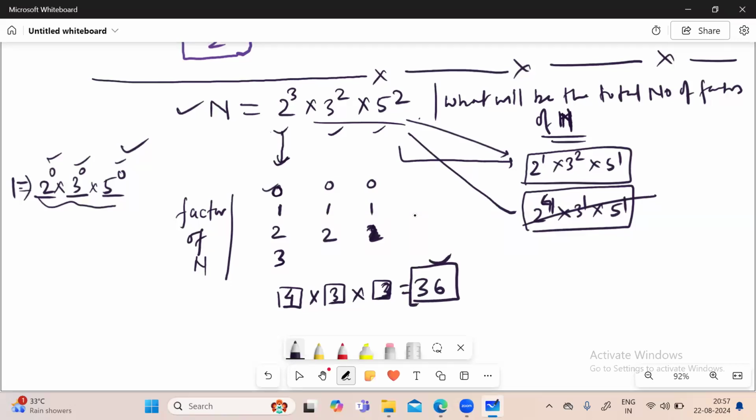ये समझ में आया सबको? So we use the same concept of counting here to calculate the number of factors. ठीक है, ये तो बात हुई हमारी सारी काउंटिंग की.